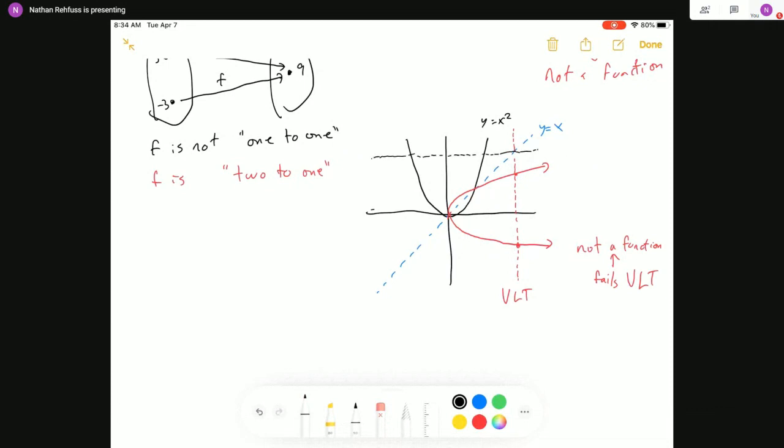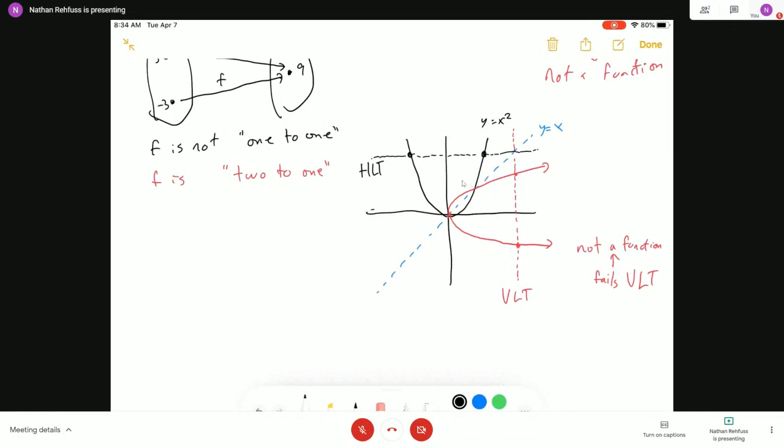That wasn't a very good dotted line. You can see the idea, right? I call this black dotted line the horizontal line test. Since this horizontal line hits f at 2 different points, f is not 1 to 1.